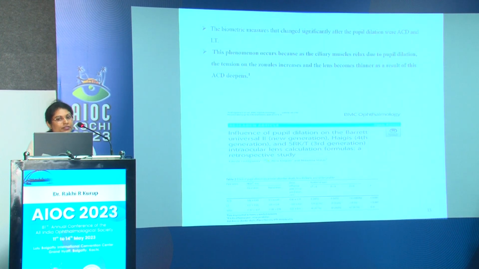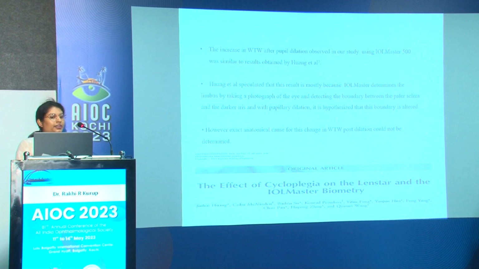In our study, we have observed a significant change of anterior chamber depth and lens thickness after pupil dilation. This is because as the ciliary muscle relaxes due to pupil dilation, the tension on the zonules increases, the lens becomes thinner, and the anterior chamber deepens. This was also seen in an article by Teshigawara et al. And the increase in WTW observed in our study was similar to the study by Huang et al. Huang et al. speculated that this is mostly because the IOL Master determines the limbus by taking a photograph of the eye, detecting the boundary between paler sclera and darker iris.